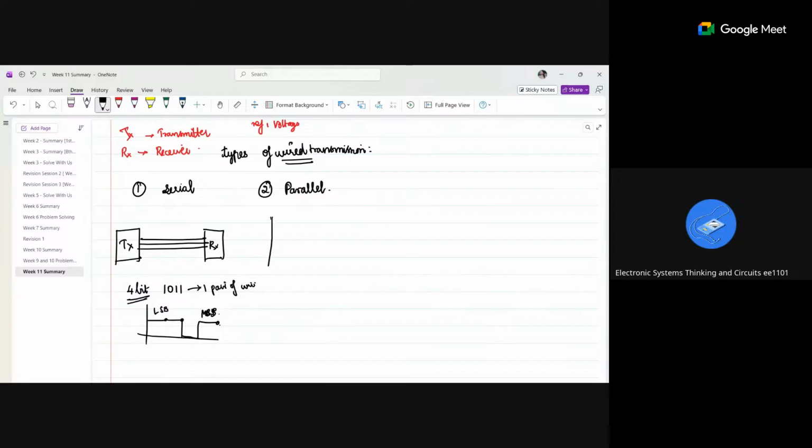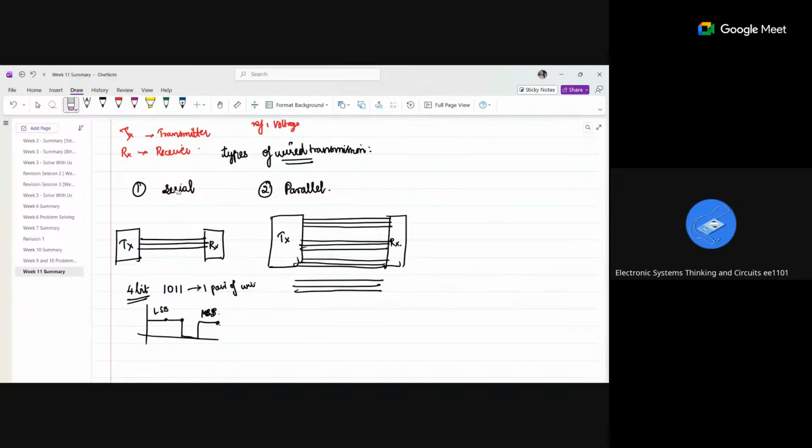Whereas in parallel transmission, there is a transmitter TX and a receiver RX. To transmit 4-bit data, we need 4 pairs of wires, right? So this is one pair of wires. This is the second pair of wires. This is the third pair of wires. And we need one more pair for the parallel communication to occur.